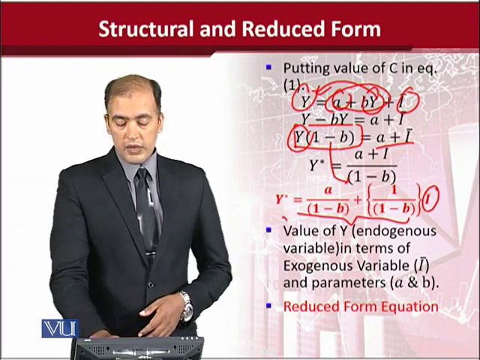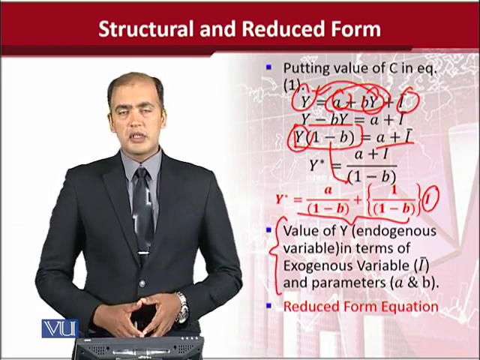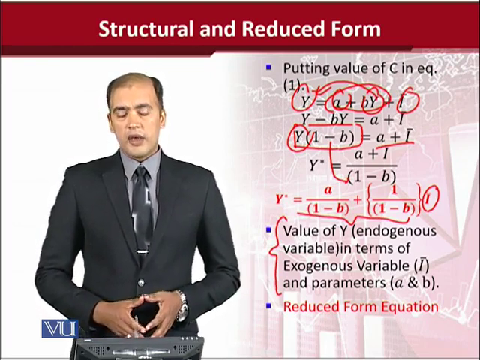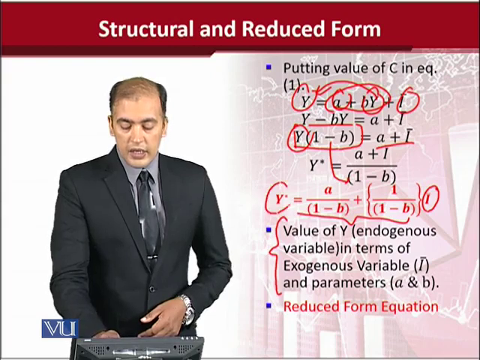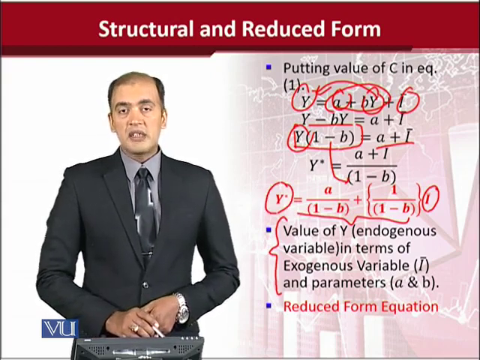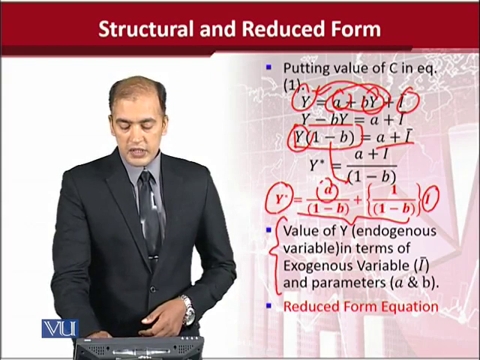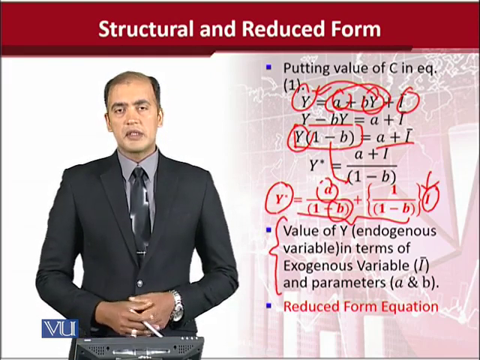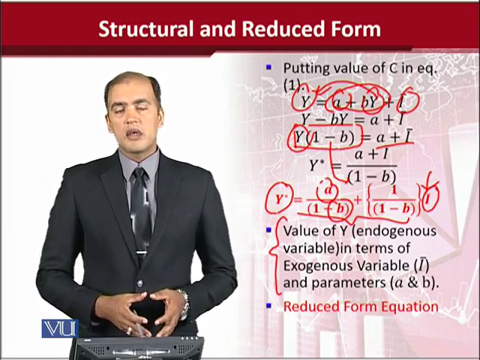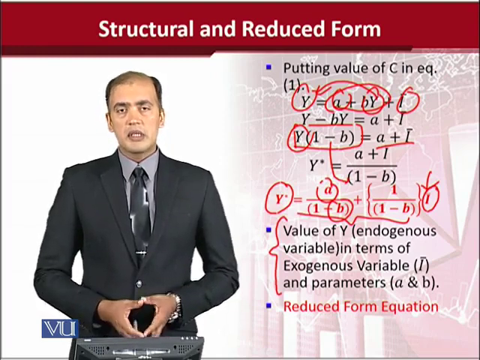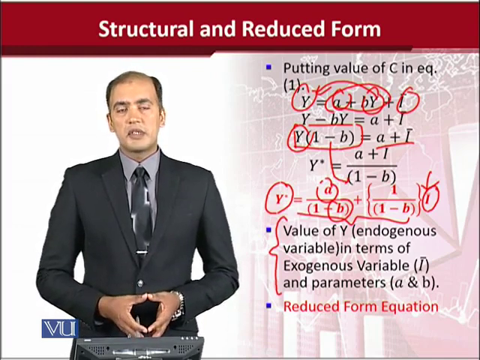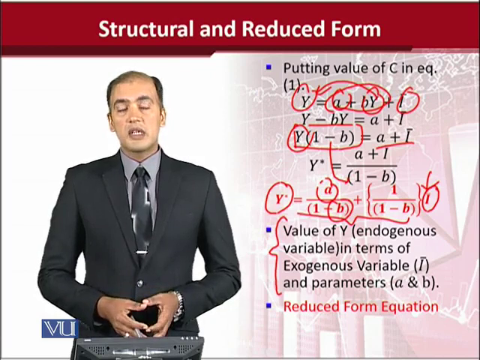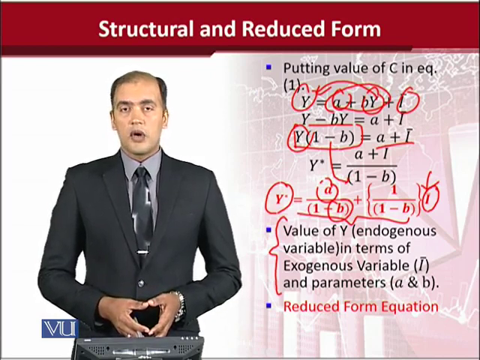Now, why do we call it a reduced form equation? This is the question. Why? Because we have reduced the equation to a situation where the endogenous variable is in terms of the parameters and the exogenous variable. That is, Y is in terms of A, B, which are the parameters, and I bar, which is the exogenous variable. Once we achieve this situation, we can say that we have achieved the reduced form of the equation.